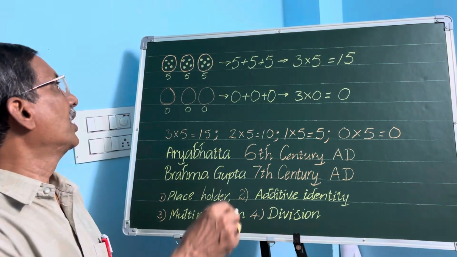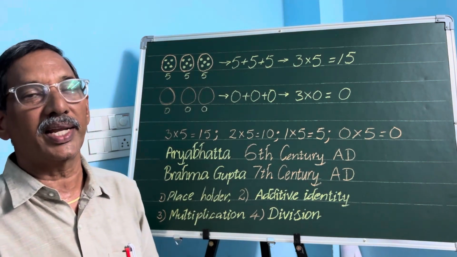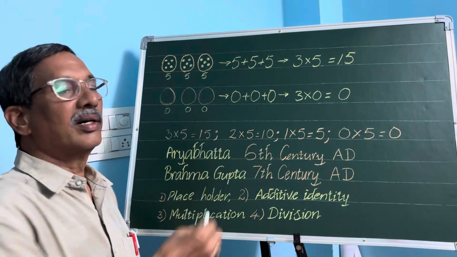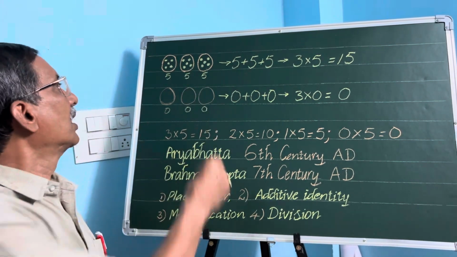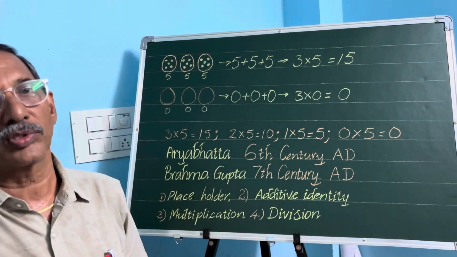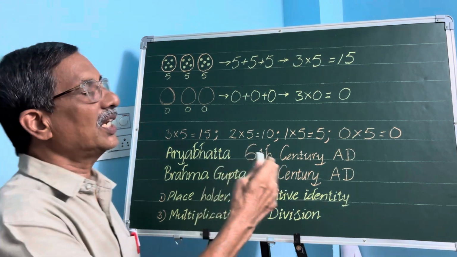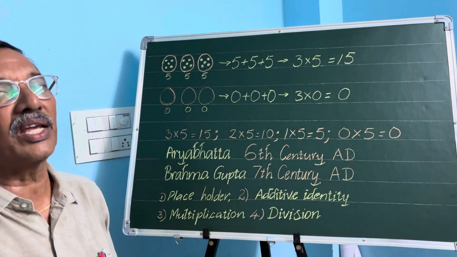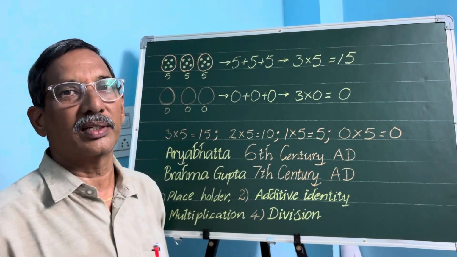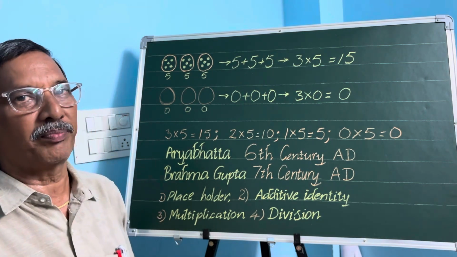See here, we have 3 plates. Each plate contains 5 marbles. The total number of marbles is 5 plus 5 plus 5. We can also express 5 plus 5 plus 5 as 3 into 5. So 3 fives are 15.